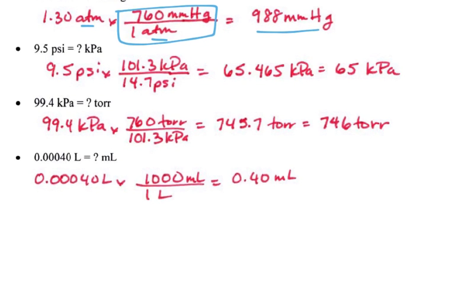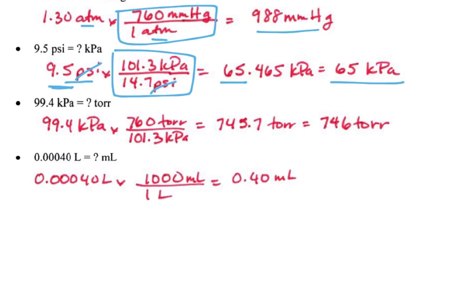Okay, same thing here. If I want to go from psi to kPa, again I need to pick out 2 numbers from my list. So the 14.7 psi goes on the bottom, 101.3 kPa goes on top. So the psi cancel, and I'm left with 65.465 kPa. Since I had 2 significant figures here, I round that off to 65 kPa.